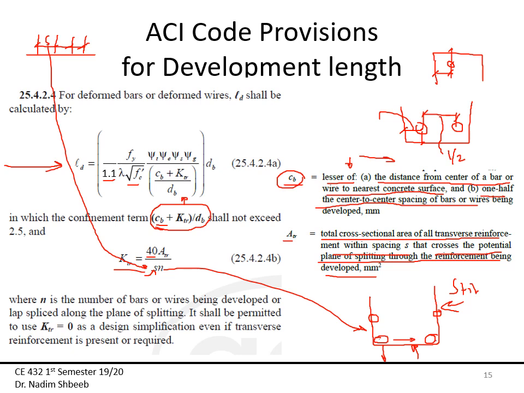1, 2. Okay. If you don't want to calculate Ktr and don't want to go through that whole mess, just assume it to be 0. You can do that as well. If you don't want to calculate that and assume it to be 0, it can be done.